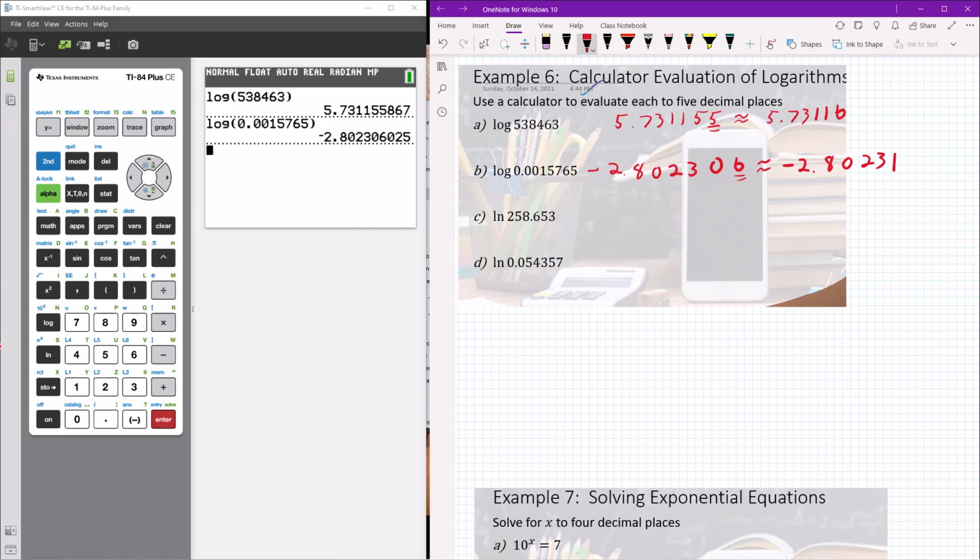So for those, instead of hitting log, we're going to use the ln button right down here. It knows that the inverse is right there, e to the x. So that's going to be ln, natural log, 258, 8.653, close the parenthesis, enter. And here we have 5.55548.